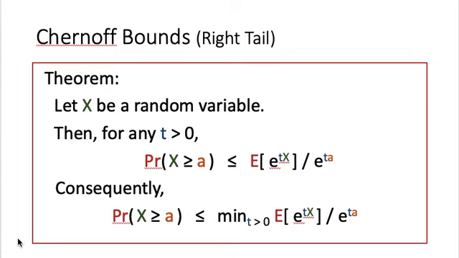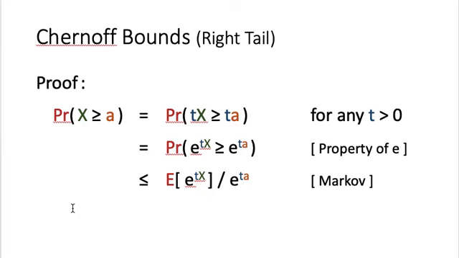Now the proof is actually very simple, just a three-line proof. First of all, the probability of X greater than or equal to a is the same as the probability of tX greater than or equal to ta for any t greater than 0, right? If X is greater than or equal to a, we multiply a positive term on both sides and the inequality stays in the same direction. So X greater than or equal to a if and only if tX greater than or equal to ta. And next, this probability is the same as the probability of e to the power tX greater than or equal to e to the power ta.